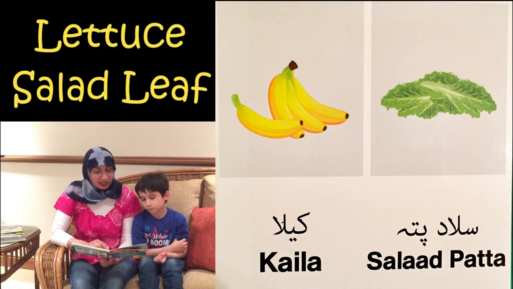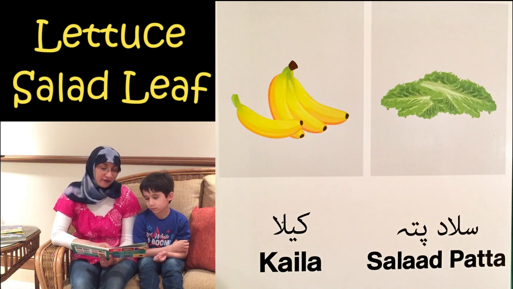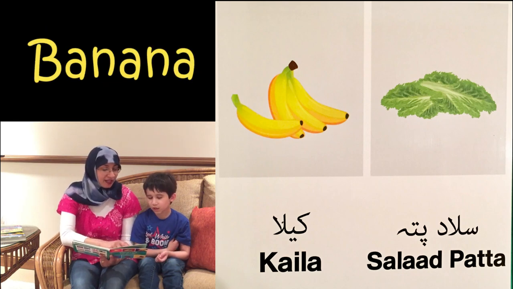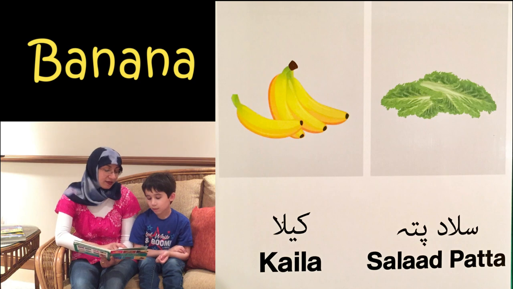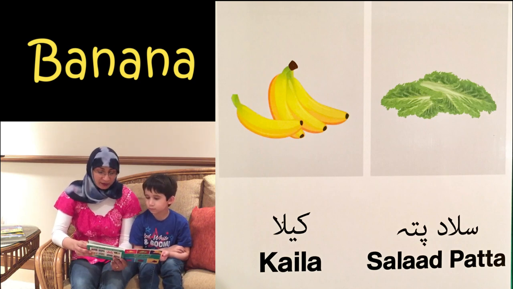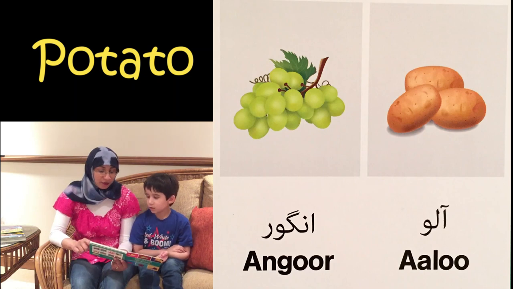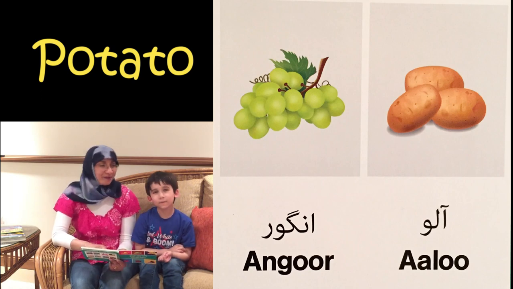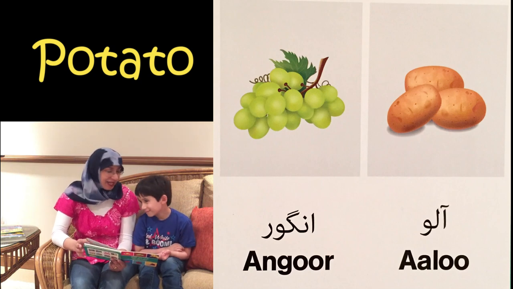And our next word is salad patta, which is a salad leaf. What is the next word? Kela. Kela is? Banana. All right, next vegetable is? Aloo. Aloo is? Potato. And next one. Aloo mia, where are you?